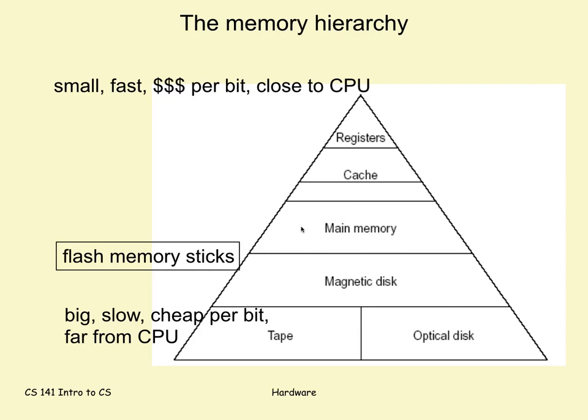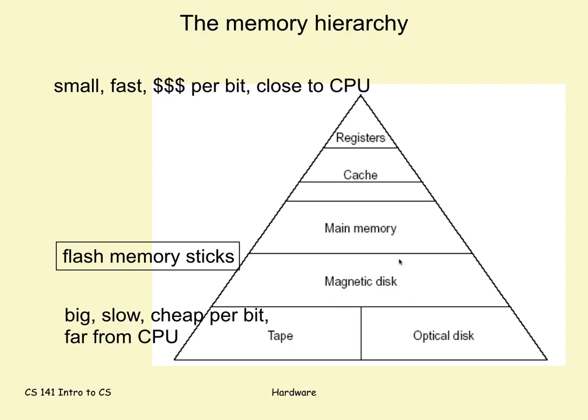Main memory is still pretty fast, but it's much slower than the registers or the cache, like an order of magnitude slower. But it's cheaper. Your laptop computer probably has at least 8 gigabytes of main memory, and some of you may have 16 or 32 gigabytes worth of main memory. And so that's good, because the more memory you have, the faster your stuff is going to run.